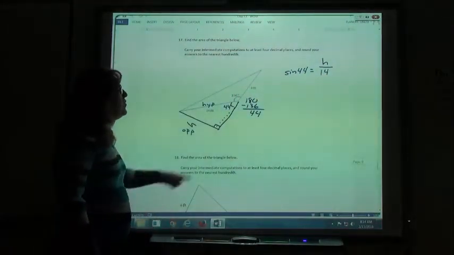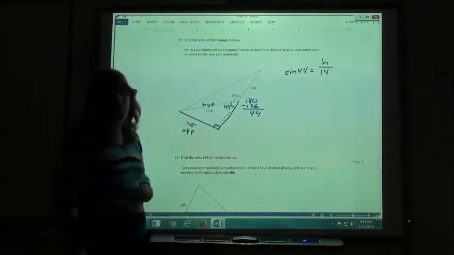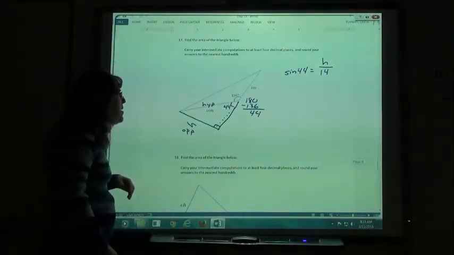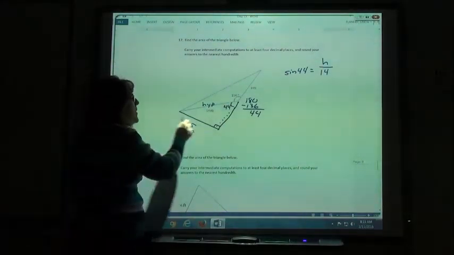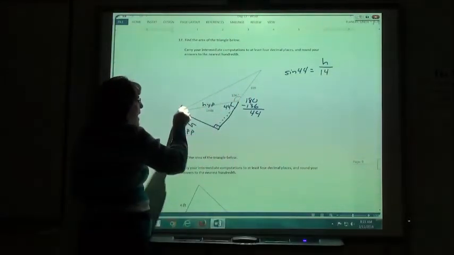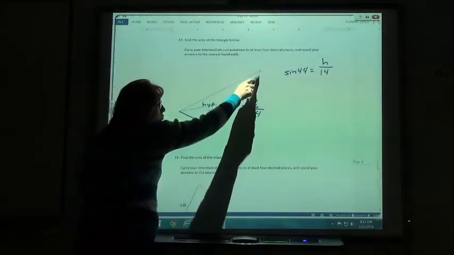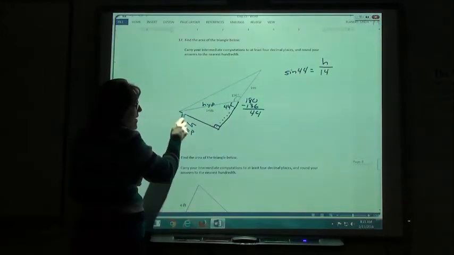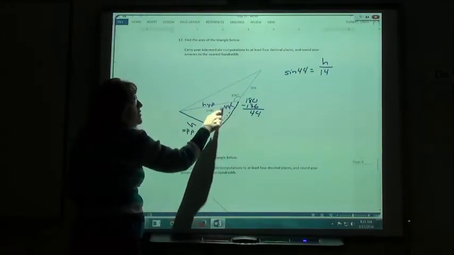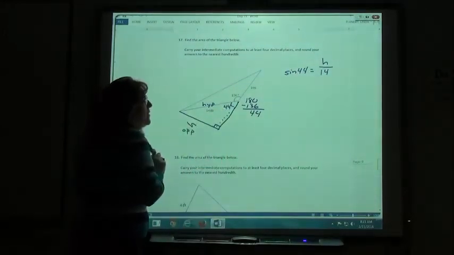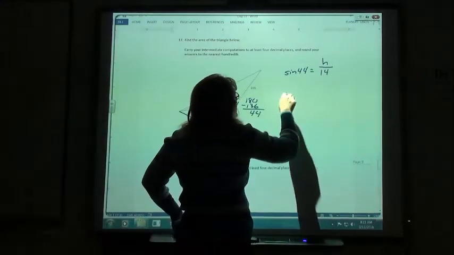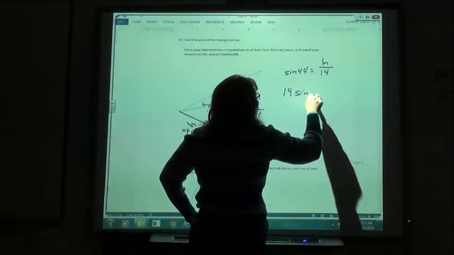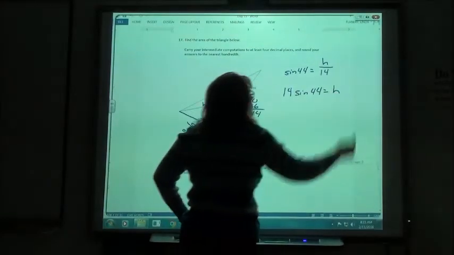Crazy thing is, if you do the sine of 44 or the sine of 136, you actually get the same number, but that's how this one is going to work because I have this obtuse angle. In order to get my right angle drawn down to my side, that's my base, I have to draw it out here, and so I use the 44 instead. So solving this, again, I'm just going to do 14 sine of 44 equals h.